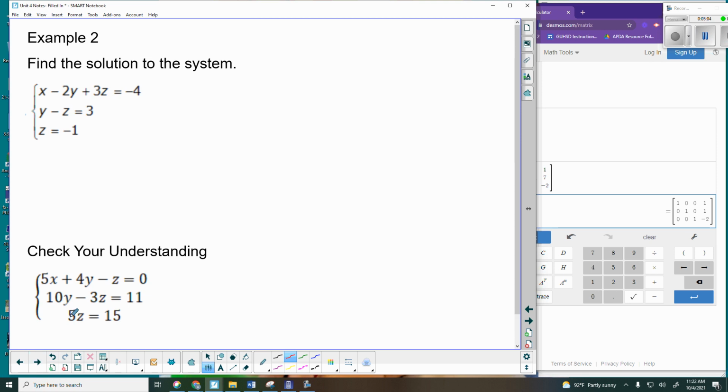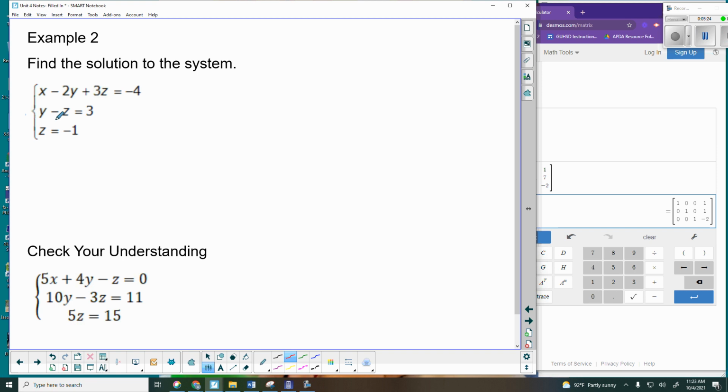Now, find the solution to the system. Here we have a little different one. So I'm going to show you guys how we can do this by hand first, and then how we could still use our calculator to do this. So by hand, well, we already know what z is. So we're going to use what's called back substitution.